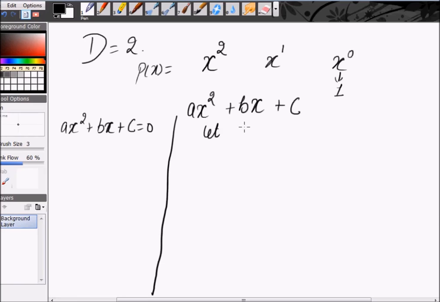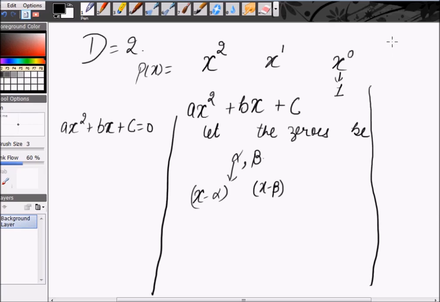Let the zeros be alpha, beta. Since the degree is 2, the maximum possible zeros will be 2. Now, the factor theorem says if alpha is the zero, then x minus alpha must be a factor of p of x. Similarly, x minus beta will also be a factor of p of x.